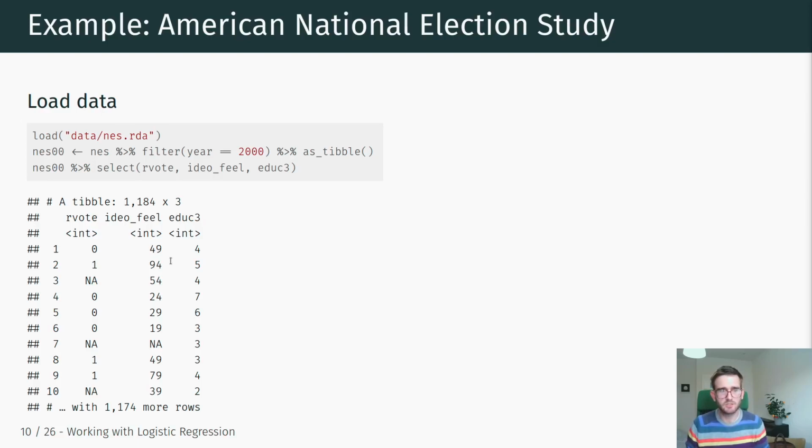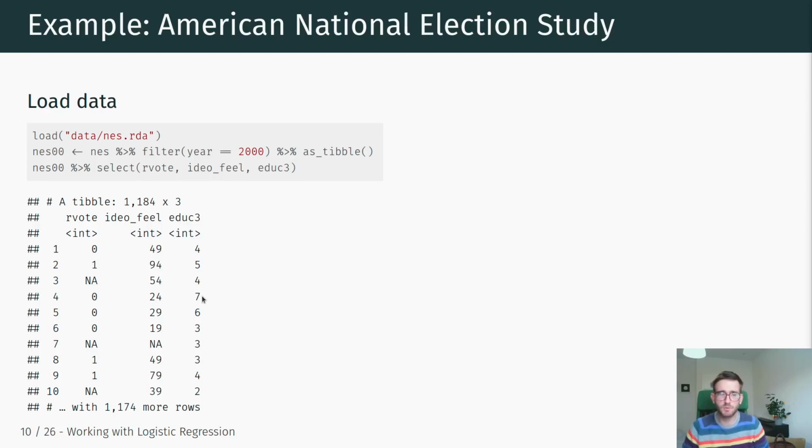Here, just looking at this set of variables, we have our outcome, which is again dichotomous 0, 1: 1 if the respondent voted for the Republican candidate. We have our feeling thermometer, and we have education, which is I believe a 7-point measure. There are a couple of different education measures in there as well. If you go through the code, you could also try alternative measures and compare the results as well.